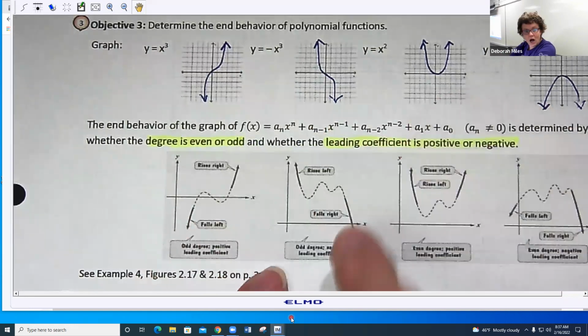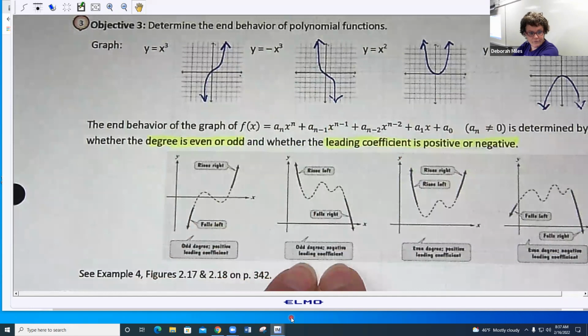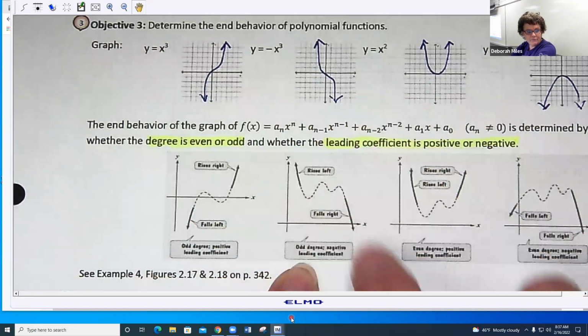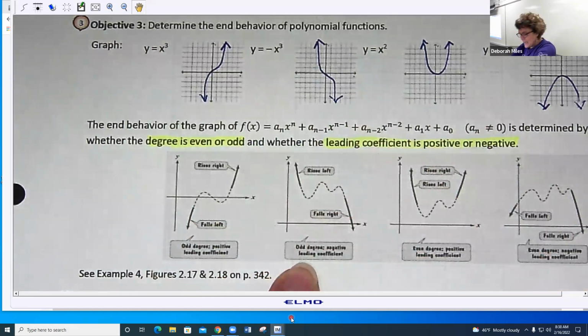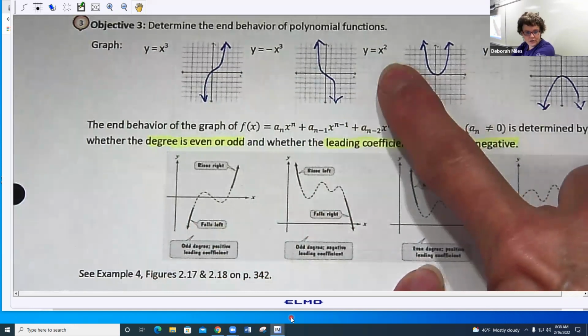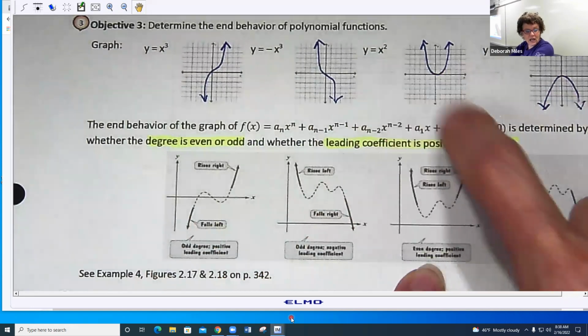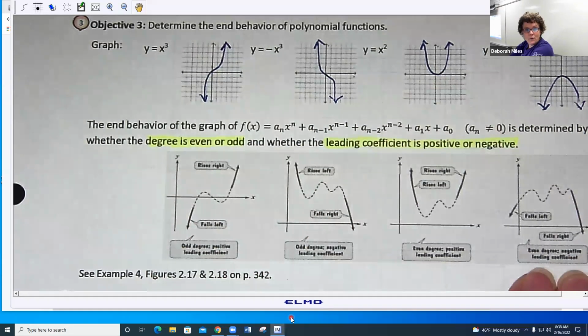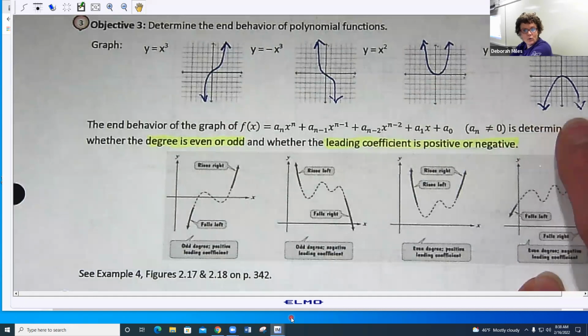If you have an odd degree with a negative coefficient, at least on the ends, it looks like negative x cubed. It's going to go up on the left and fall on the right. If you have an even degree polynomial with a positive coefficient, on the ends, it's going to look like x squared, both ends going up. And if you have an even degree with a negative coefficient, then both ends are going to be going down like negative x squared.